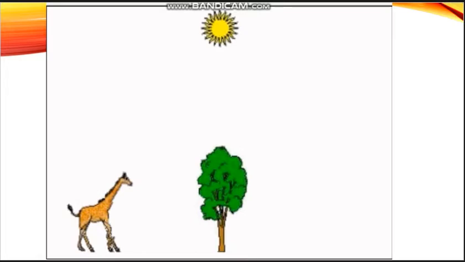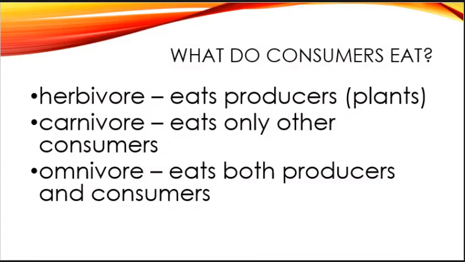Is that it? Very short. Okay, there we go. So what do consumers eat? Herbivores eat producers. They only eat plants. If you're a vegetarian, any vegetarians in the room? If you were, you would be considered an herbivore.